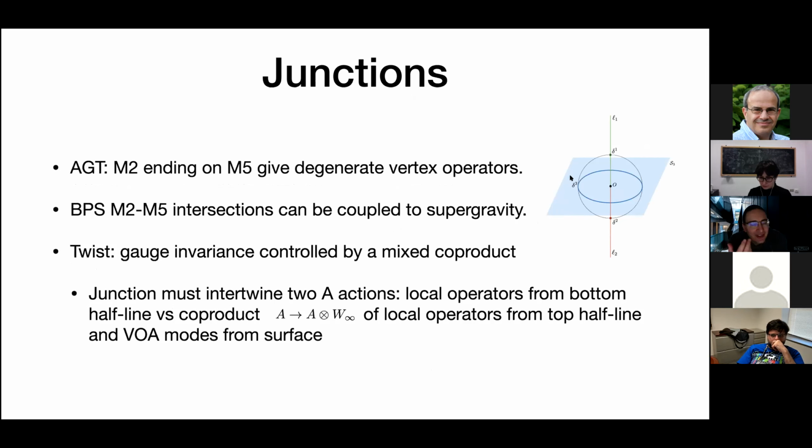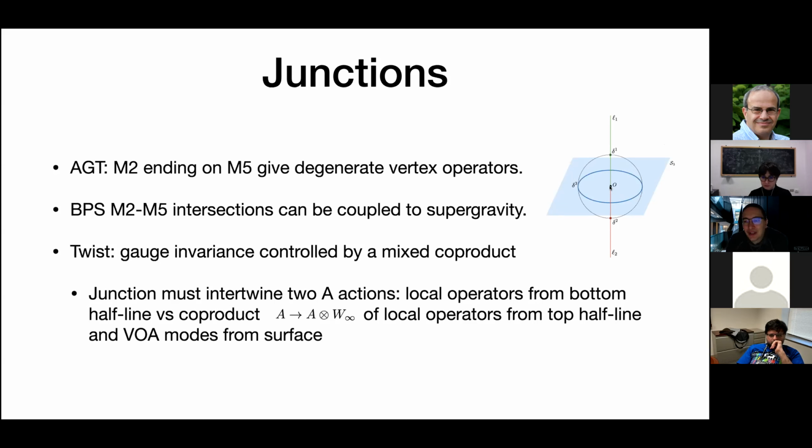We just had to understand, even just algebraically, how we describe the gauge invariance condition in such a setup. So I have some algebra of local operators on a line, some algebra of local operators on the other line. They come together at some point where there are some operators which admit an action of both algebras. And then there is also a surface defect with the vertex operator algebra. And this point is also a vertex algebra module, so it has OPEs with the operators on the surface.